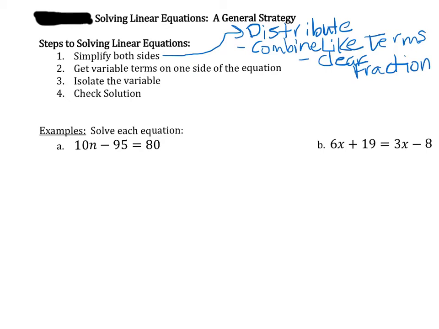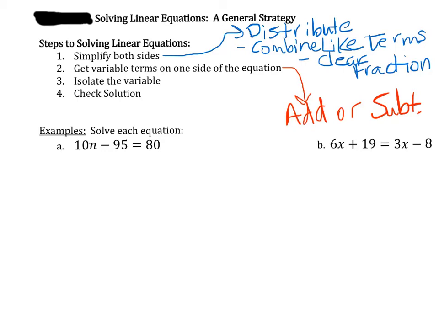After I'm done simplifying both sides, you're going to be working with each side individually in that step. Now I'm ready to work on both sides of the equation using the multiplication and the addition properties. We're going to get our variable terms on one side of the equation, and our constant terms, or our numbers, on the other side. In this step, we're either going to be adding or subtracting. The last step before I check my solution is to isolate my variable.